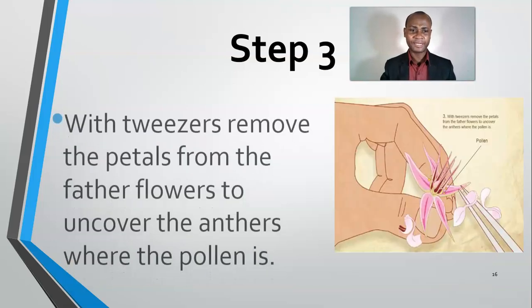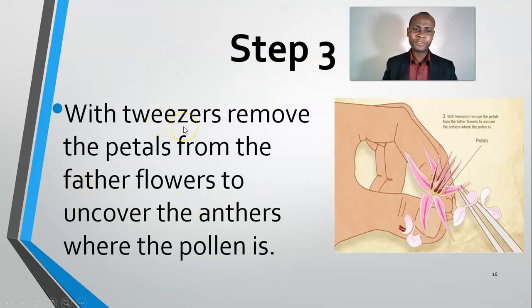Step three: you can use tweezers to remove the petals from the father flowers to uncover the anthers where the pollen is. Use tweezers like you can see in this photo. Here you are removing the petals so that the pollen on the anther will be revealed.